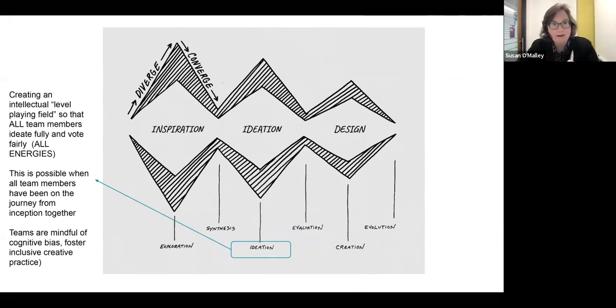Ideation is really the heart of any creative process, and it's certainly the heart of this design process. And for me, this is actually one of the places where you can see if the whole system is going to really be fine or good versus truly excellent. And I think the best teams, when the energies are flowing and in harmony and balanced, have created an intellectual level playing field so that all team members can ideate fully, can vote fully and fairly.